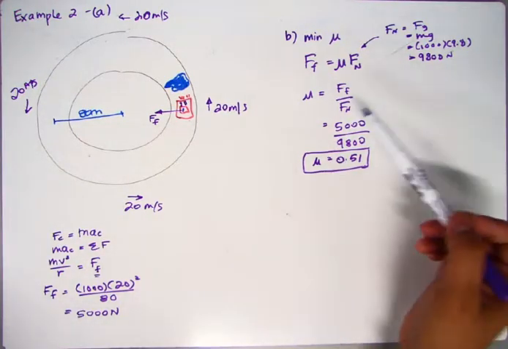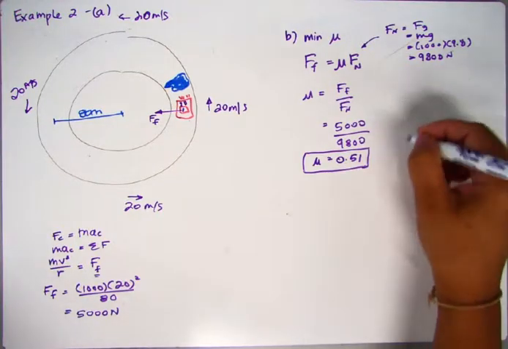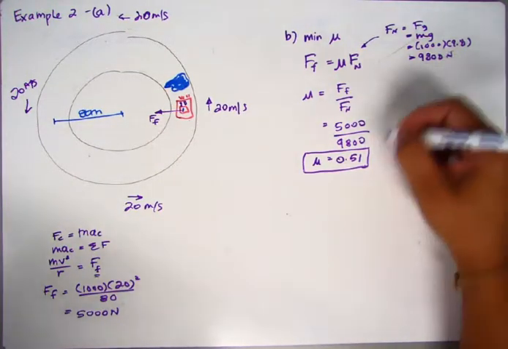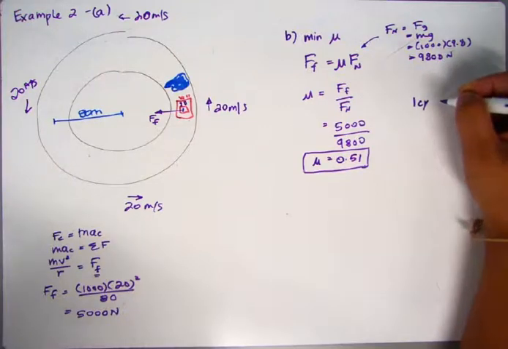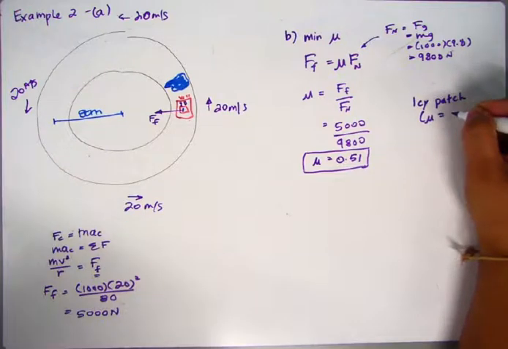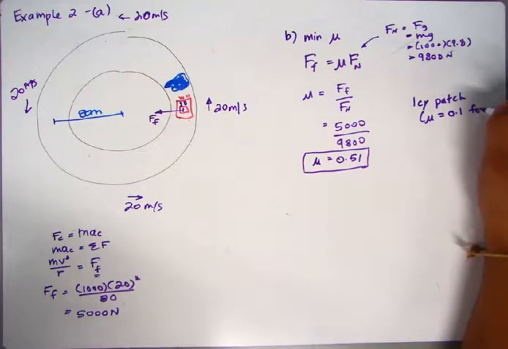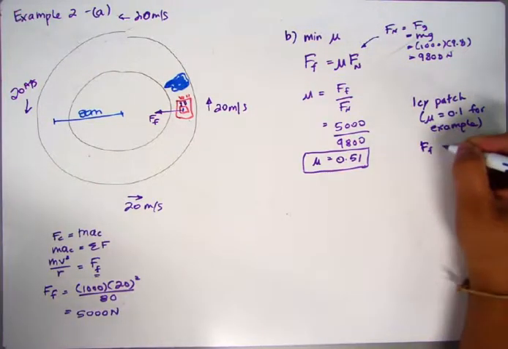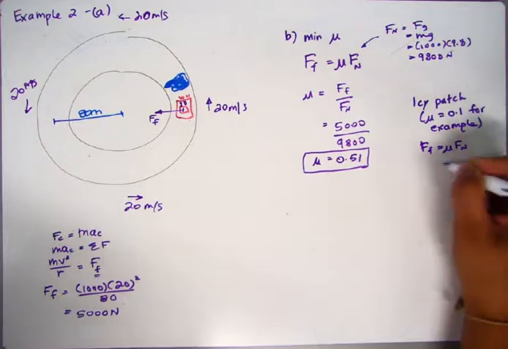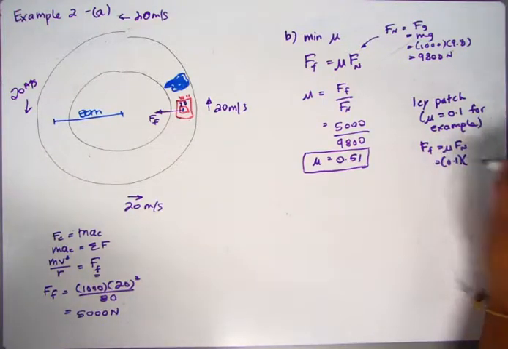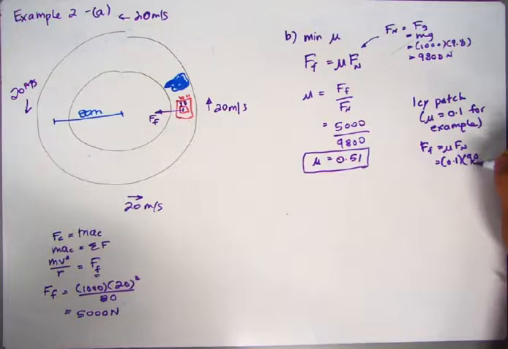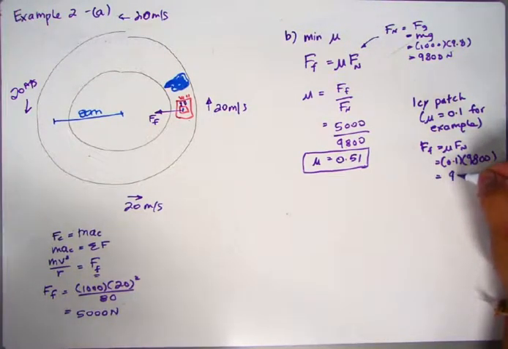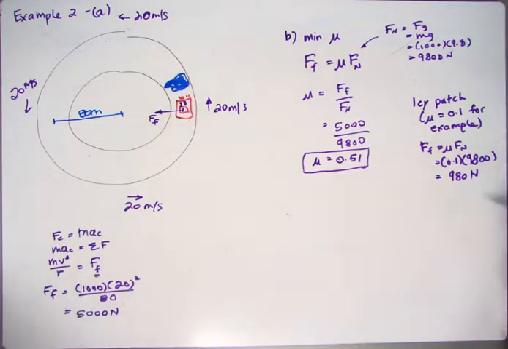Mu will immediately decrease. So what that means is, if I was to calculate the force of friction with a new mu, let's just explore this. Imagine there's an icy patch that has a mu equals, I don't know, let's just say 0.1, for example. Then we can calculate our force of friction, which is mu Fn, and in this case it's 0.1 because we're making up that number, times 9,800, which equals 980 newtons, force of friction.